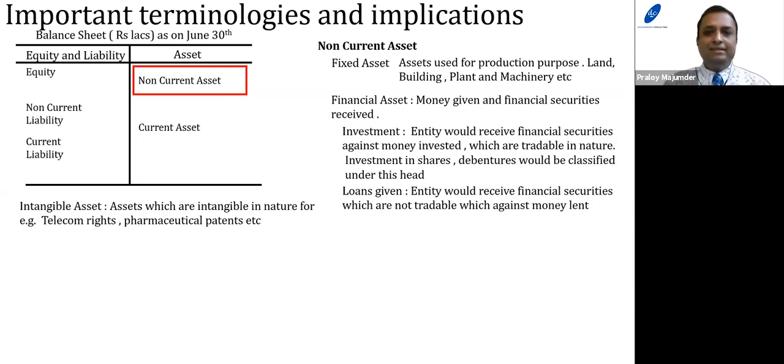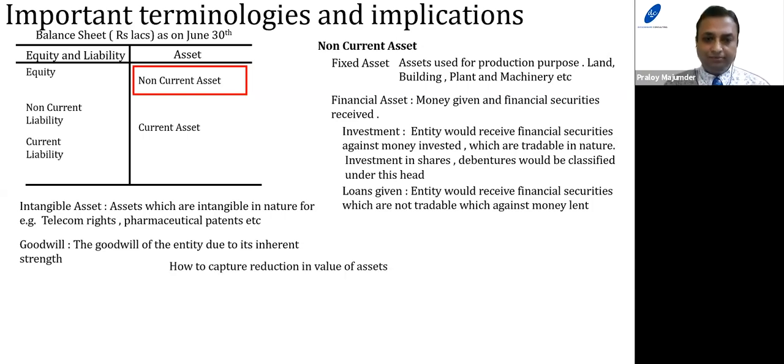Now, intangible assets, which are intangible in nature: telecom rights, pharmaceuticals, etc. Goodwill, the goodwill of the entity, is due to inherent strength. Now, once we know the value of the assets, the prudential principle or prudent principle of accounting says that assets should be valued at market value or cost. So once I have given the money and subsequently the value goes down, how is this factored in?